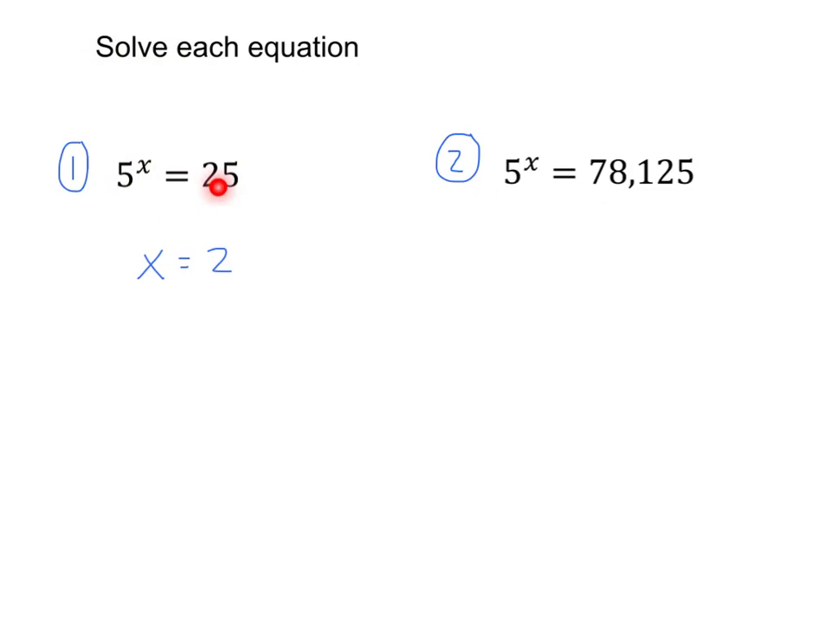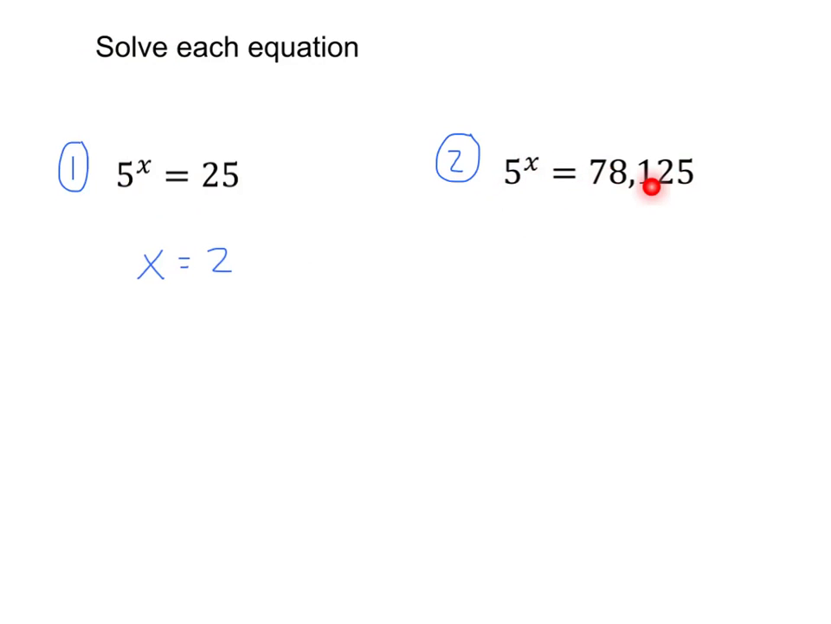What if I had something like this? 5 to the x power is equal to 78,125. And off the top of my head, I don't know what value would make this true. You could, if you wanted to, just plug in 5 to the second, 5 cubed, 5 to the fourth power, 5 to the fifth, just keep on going until you make this work.